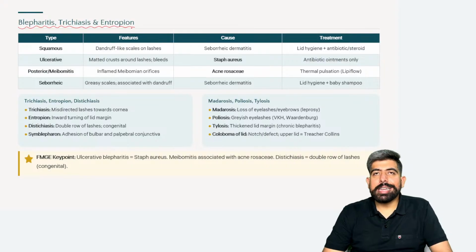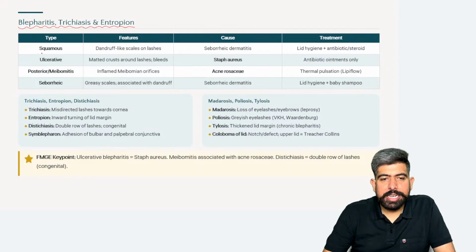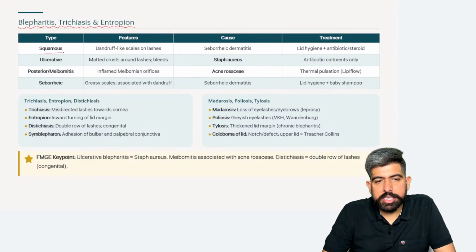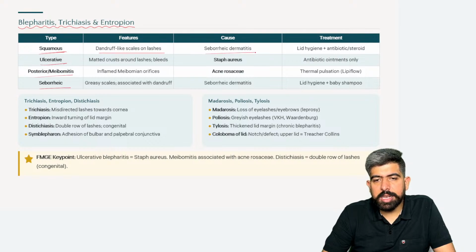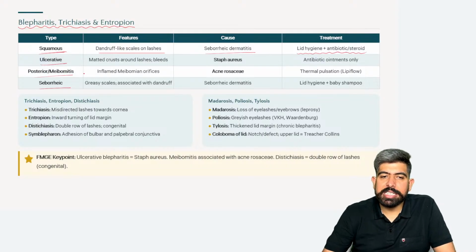Now, moving forward for the next, which is your blepharitis, trichiasis, and the entropion, right? First of all, the types of blepharitis are the squamous, the ulcerative, the posterior marginal, and the seborrheic, right? Blepharitis, we are talking. The squamous, there is a dandruff-like scale on the lashes, and this causes the seborrheic dermatitis. We have to treat with lid hygiene, and the antibiotic or the steroid should be given in these cases.